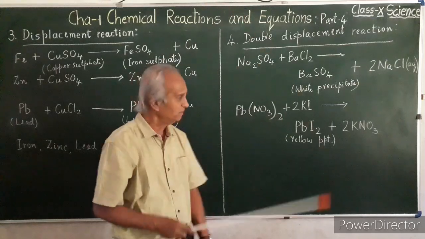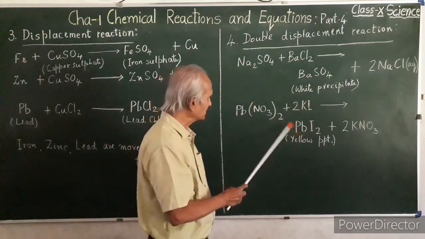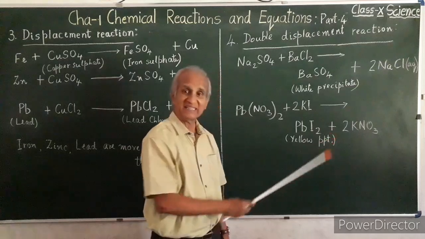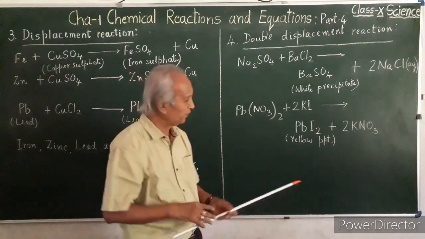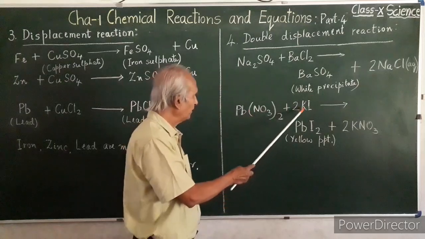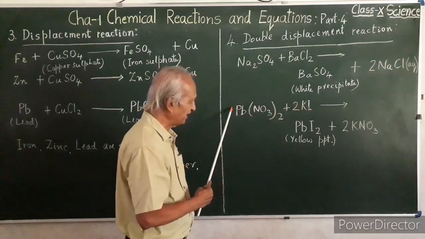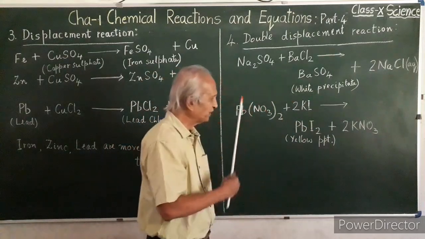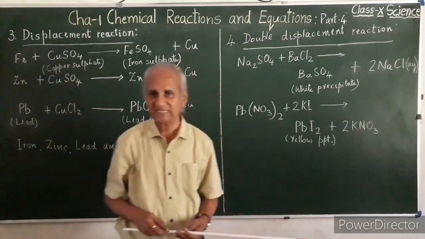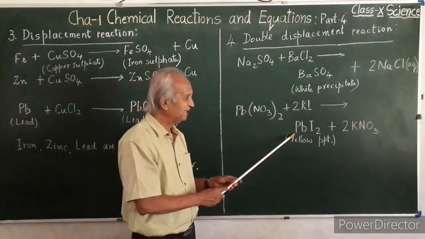Again it's a double displacement reaction. These two get shifted to each other's place and it becomes lead iodide, PbI2. It's a yellow precipitate. It doesn't dissolve in water. Plus KNO3, potassium nitrate. See, potassium has taken charge of nitrate. Lead has taken charge of iodine. So there's a double displacement and this is what you get. This yellow precipitate, what you find in the test tube when you do the chemical reaction in the lab, is indicative of the formation of yellow precipitate of lead iodide.